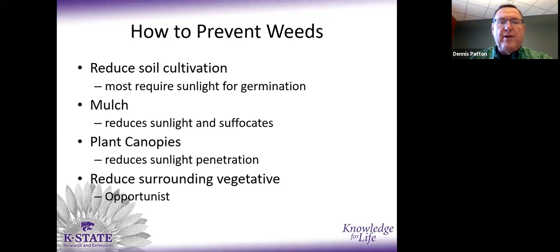Another way to prevent weeds is plant canopies. The more those plant canopies come together, the more they shade the soil and outcompete the weeds for sunlight. A lot of times, denser plantings in flower gardens is a great way to do that. In vegetable gardens, we've got to have this kind of give and take. We can't crowd the plants so much that they become competitive with each other and reduce photosynthesis and production, but we can put those plants closer together to shade out the soil.